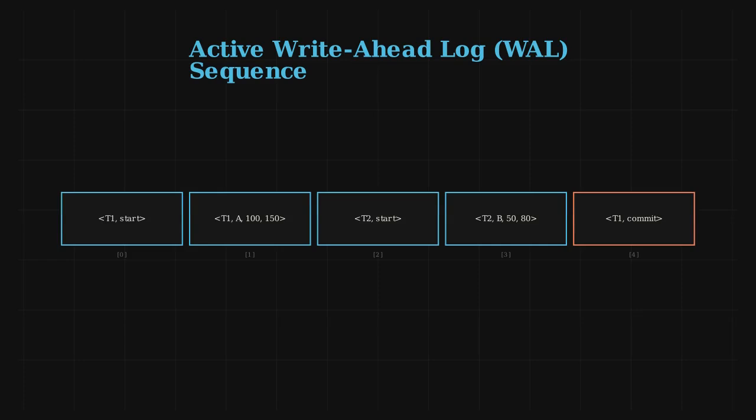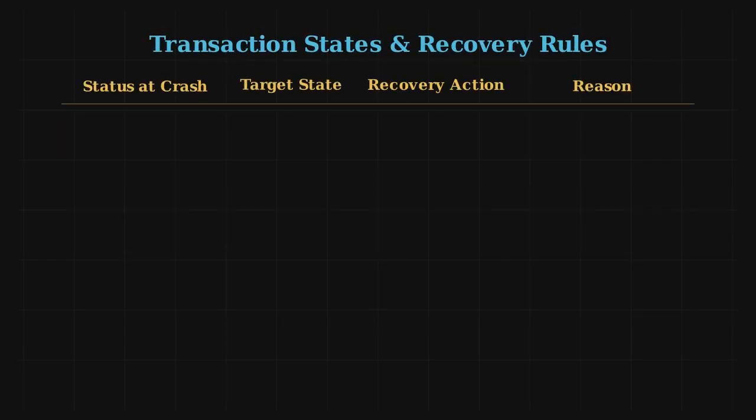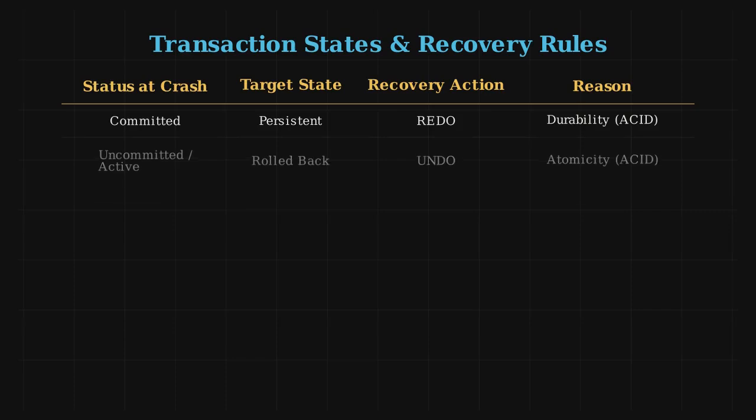The log file tracks active transactions, their updates, and their commit or abort status. If a transaction is committed at the time of a crash, we redo it to guarantee durability. If it was active but uncommitted, we undo its changes to guarantee atomicity.